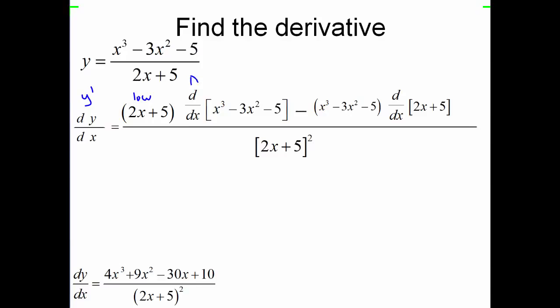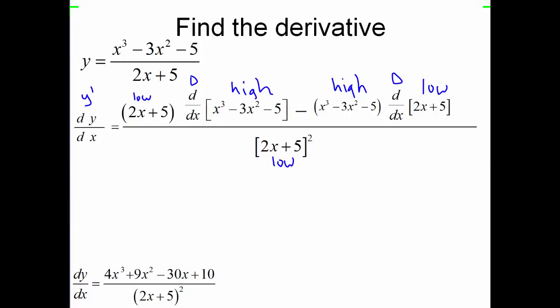Low d high, right? Minus, then we've got the high function, d low, all over low squared. Alright, so low d high minus high d low all over low squared. Okay, so the low function, 2x plus 5. Then we're going to take the derivative of the high minus the high function. We're going to take the derivative of the low all over the low function squared. So let's work this out.